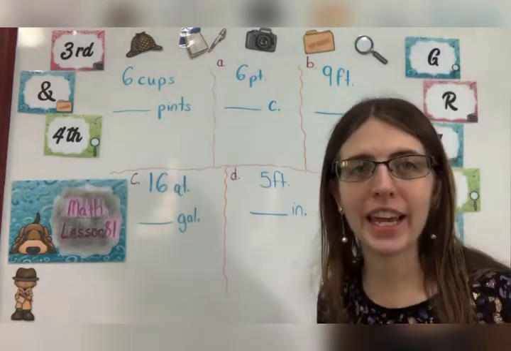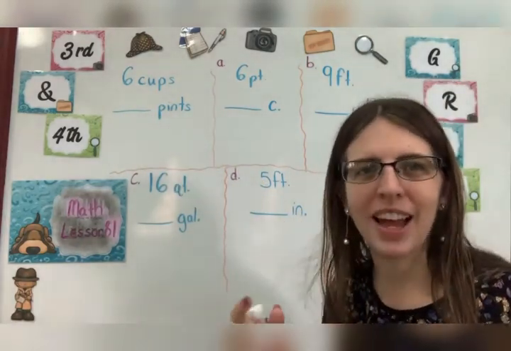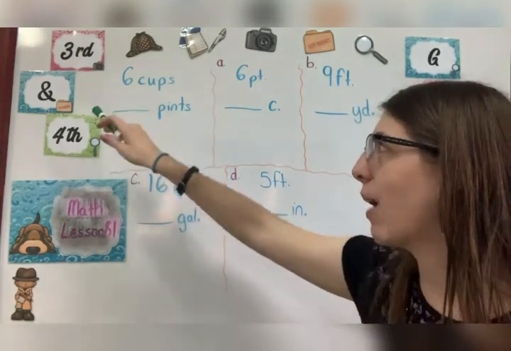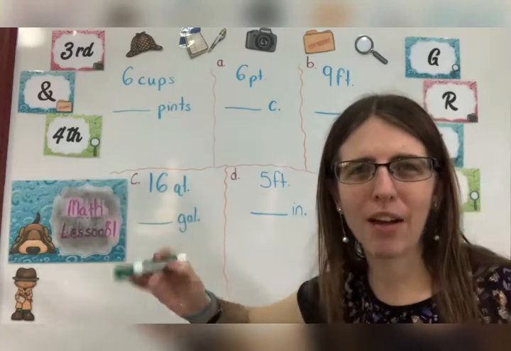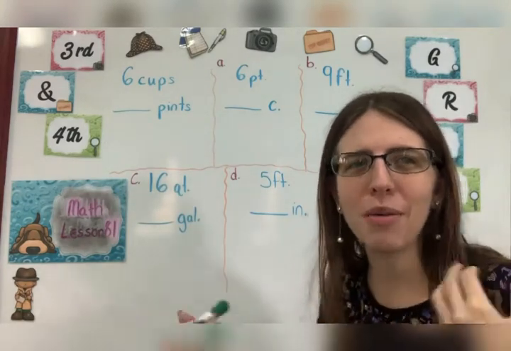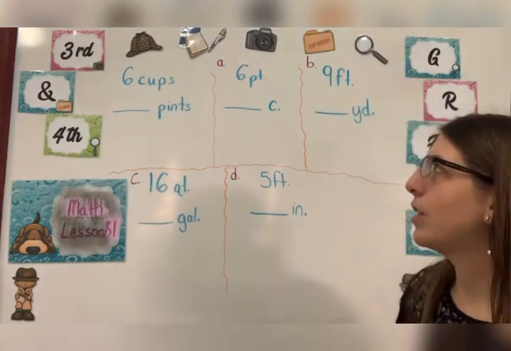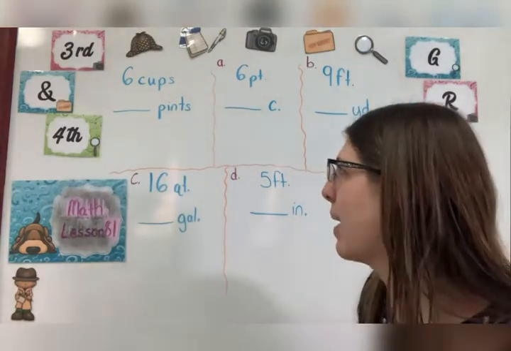Maybe you're cooking and you have a recipe, and it tells you how many pints to use, but all you have are cups. Or the other way around, it tells you how many cups to use and all you have are pints. So you have to change it. How do I change from cups to pints?